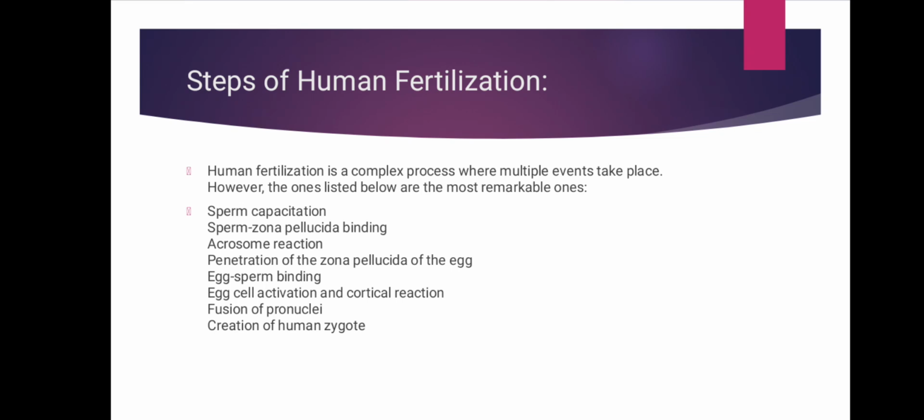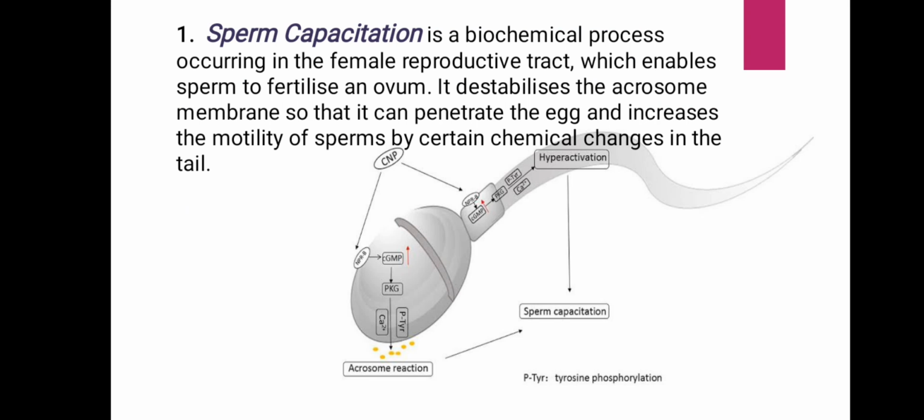So here are the steps of human fertilization, which include sperm capacitation, sperm zona pellucida binding, acrosome reaction, penetration of the zona pellucida of the egg, sperm binding, egg cell activation and cortical reaction, fusion of pronuclei, and lastly the creation of the human zygote. So first is sperm capacitation, a biochemical process occurring in the female reproductive tract which enables sperm to fertilize an ovum.